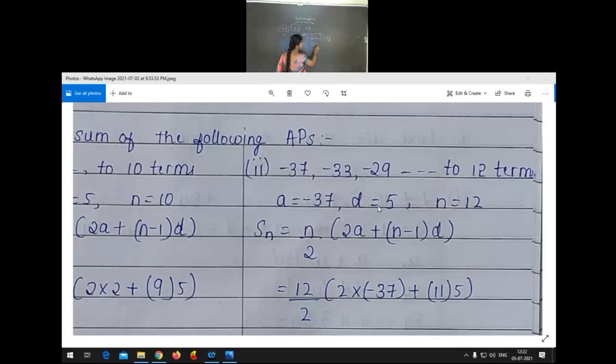Now, next, minus 33 as it is. Now you have to take minus into minus, plus 37. Then 37 minus 33, what is your answer actually? That is 5. Got the idea of this one now, how to find the difference? So n is equal to 12. Got the idea of this one?